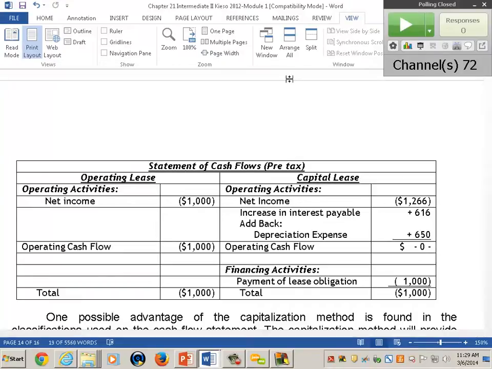Why is the current portion of this debt a current liability? Because on December 31st of 2014, I have to show the reader of the financial statements all of the obligations that will use up current assets. And the $1,000 payment will use up cash in the next accounting period. Therefore, it has to be classified as current.